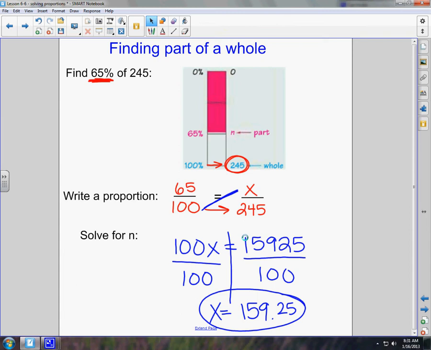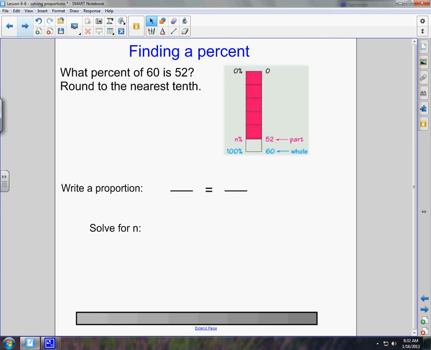It's like when you're at the store. Let's say you want to buy an Xbox and it's 65% off and it costs $245. Well, it wouldn't be 65% off, it'd be 35% off because you're paying 65% of the price. Sorry. So you would pay $159.25. It's nice to know, especially with big ticket items, how much money you're going to have to save up for. Okay, so that was the first problem.